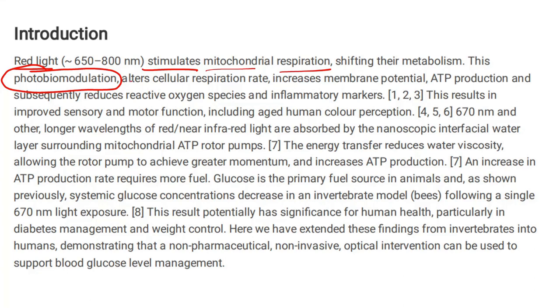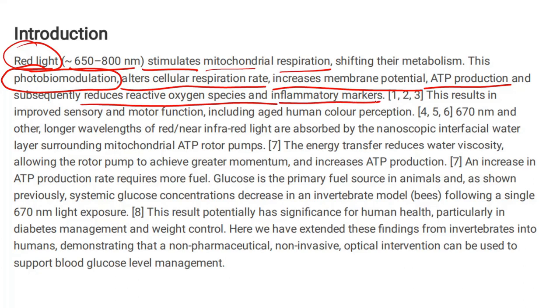Okay? So light, specifically red light, at this wavelength alters cellular respiratory rate, increases membrane potentials, ATP production, and reduces this reactive stress and inflammatory markers. So they're basically saying here that light is really important for your health. This results in improved sensory and motor function, including aged human color perception. That means people who are older can actually see better when they are exposed to red light, even in the near-infrared spectrum.